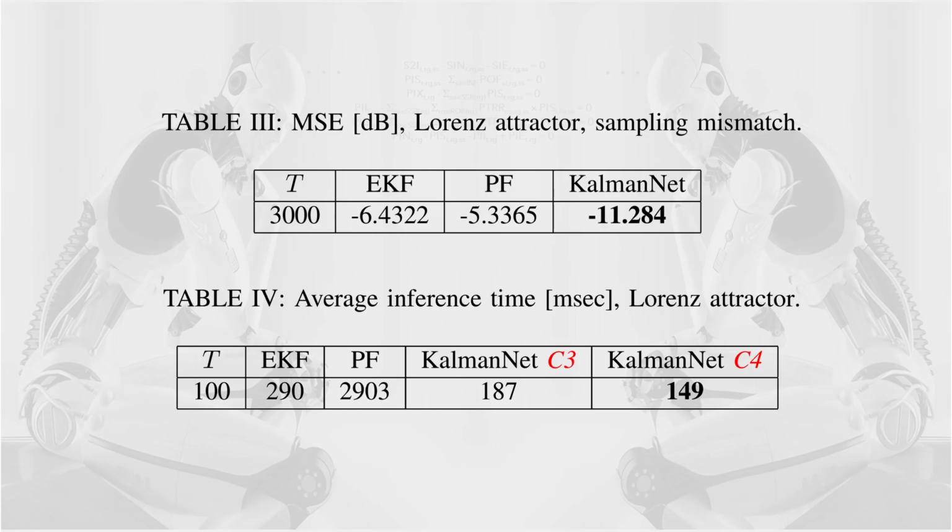In Table 4, KalmanNet infers faster than the classical methods, thanks to the highly efficient neural network computations and the lack of matrix inversions. Among the different architectures of KalmanNet, architecture number 2 is noted to be slightly faster than architecture number 1 as it uses fewer parameters.